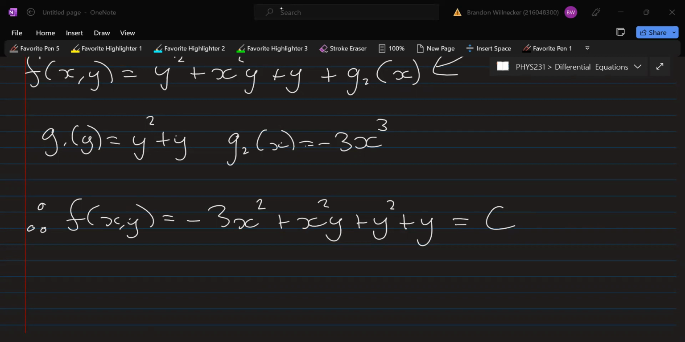Okay, so let's look at the next one, 4.3.